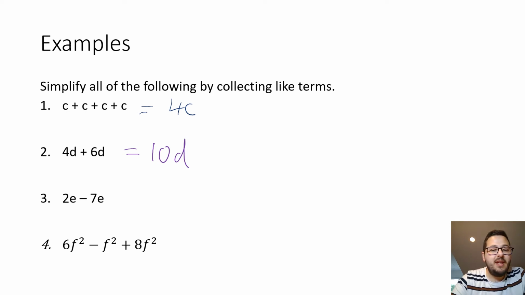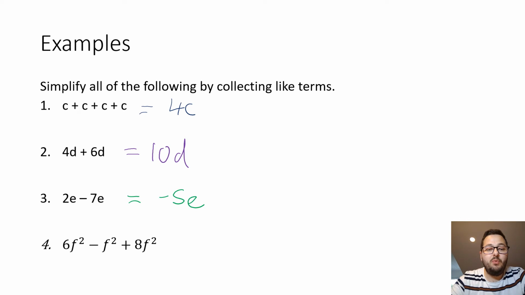Next, 2E minus 7E. Well, I've had 2 elephants. It doesn't really make sense, but take away 7 elephants. Think of that as minus 5E. So if they're like terms, you can almost forget about the letters and just think, right, what's 2 minus 7? So 2 minus 7 is minus 5. So 2E minus 7E would be minus 5E.